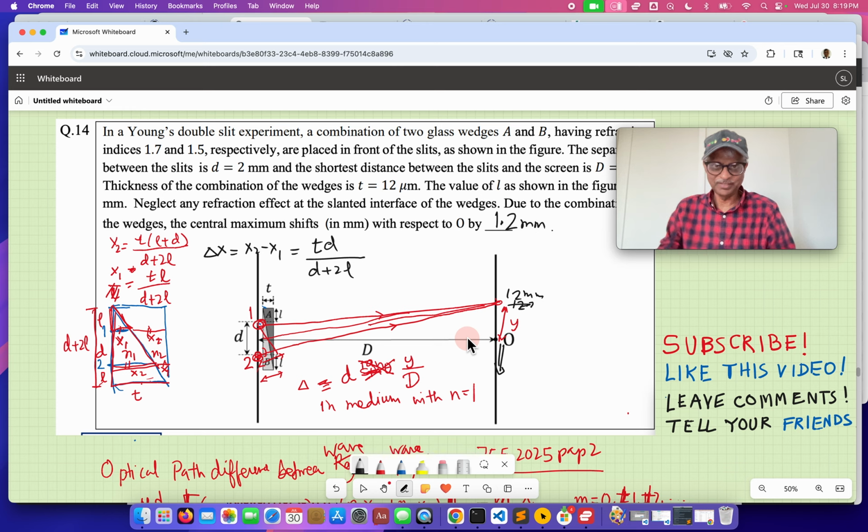Okay, that was a pretty decent problem. I enjoyed doing it. I hope there are more problems like that in the remaining part of the test.